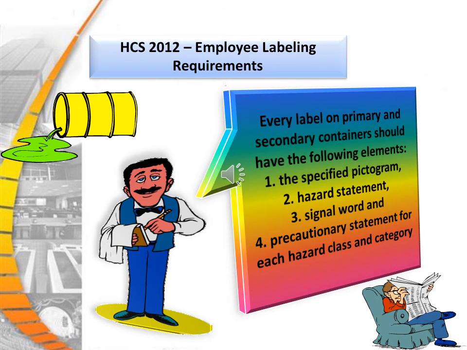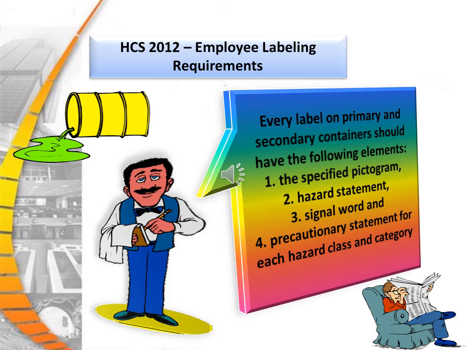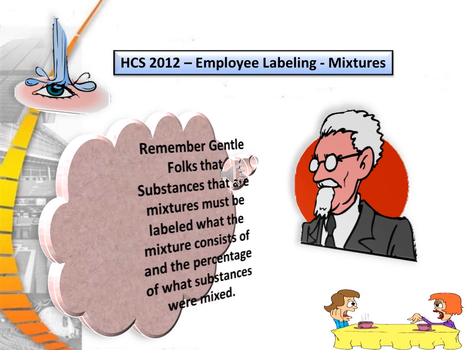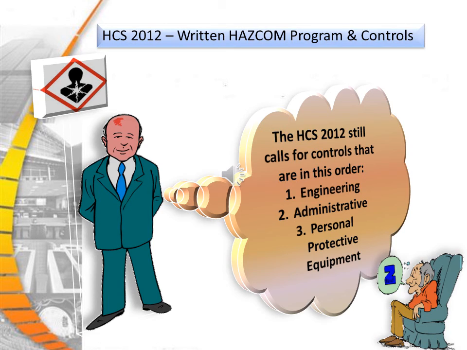Every label on the primary and secondary container should contain the following elements: the specified pictogram, a hazard statement, signal word, and precautionary statement. Substance mixtures are labeled as to what percentage of the substances are mixed. HCS 2012, as HCS 1994, still calls for engineering controls to be the highest priority, then administrative, and then personal protective equipment.